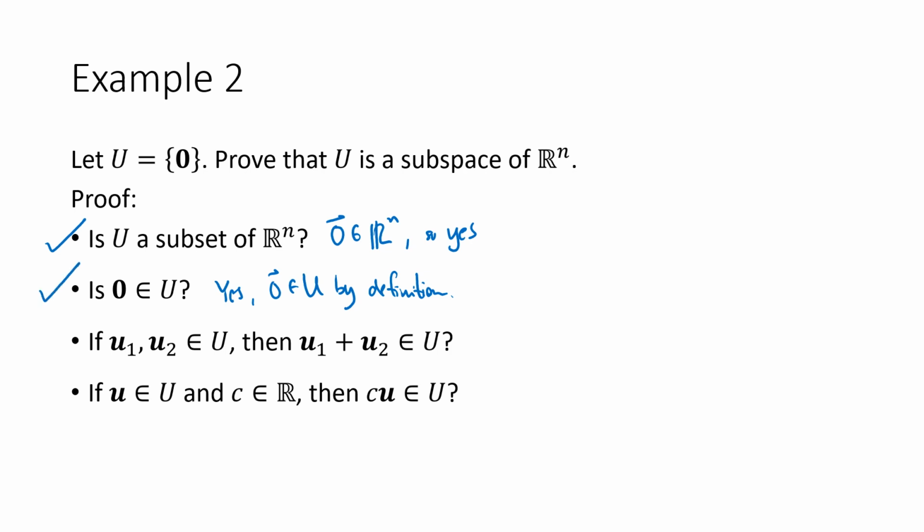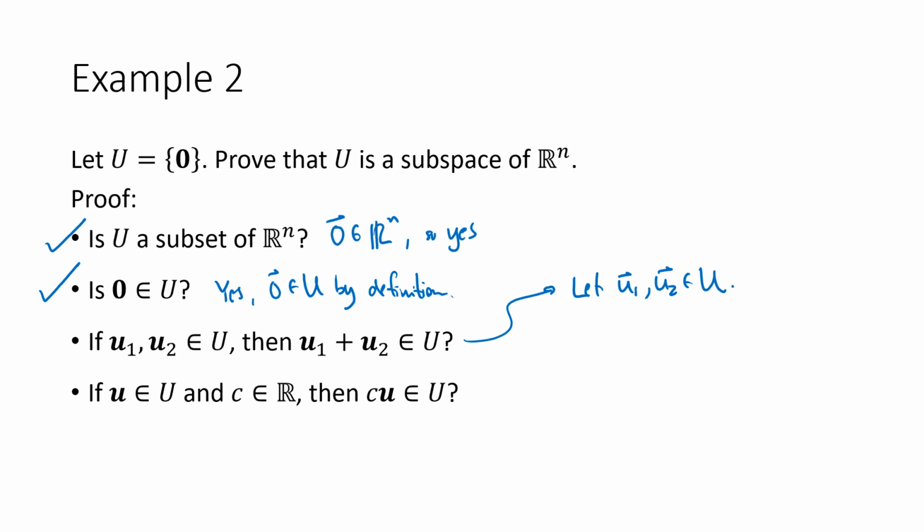All right, what about our closure properties? So again, we're going to start the way we did previously. We're going to say let u1 and u2 be vectors in capital U. And again, our conclusion, what we're trying to do, is prove that u1 plus u2 is in capital U.